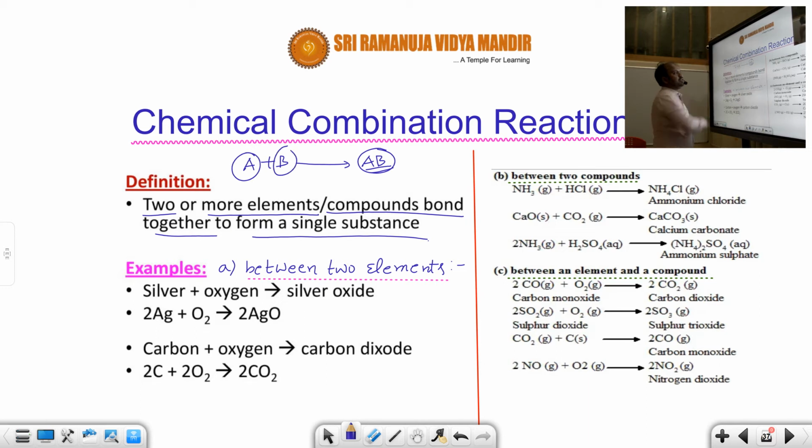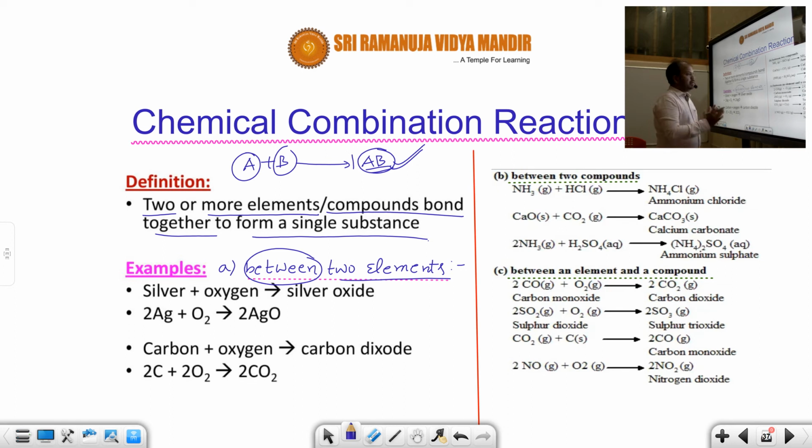Whenever 2 substances combine to form only one new substance, that reaction is called chemical composition or combination, because they are combined. So that is called combination or composition reactions. What is the definition? 2 or more elements are combined to give only one new substance. That reaction is called a chemical combination reaction. Between 2 elements combined, only one new substance will be formed.